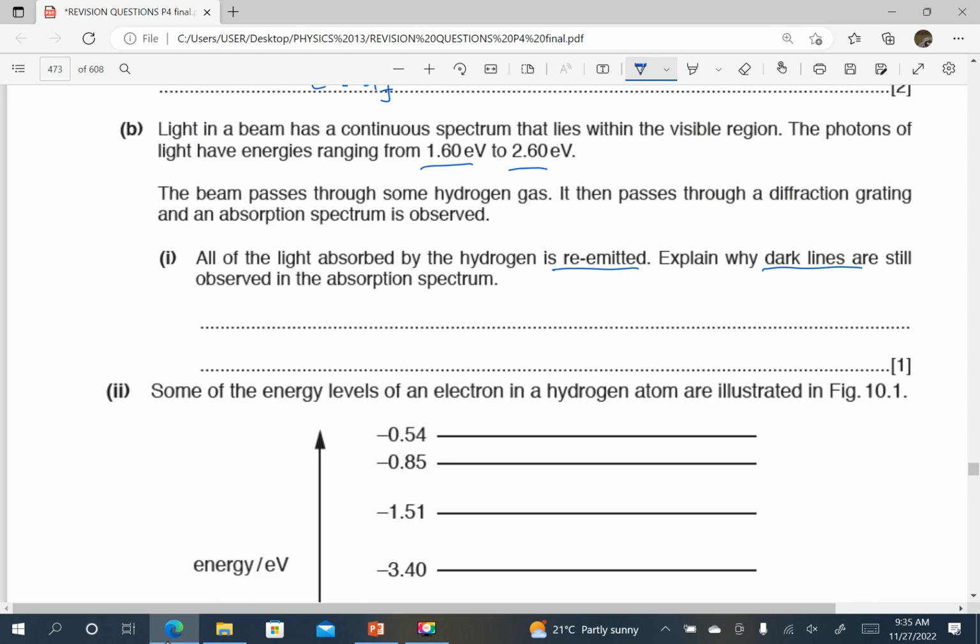So a beam is passing through hydrogen. We know that some photons are absorbed, but all photons are again re-emitted, but still we are not seeing them on the other side. Why do we have darker lines? Of course, during absorption and re-emission, when the photons are re-emitted, they are re-emitted in all directions, and only a small part of the re-emitted light is in the same direction as the original beam. Those photons which are not re-emitted in the same direction as the original beam will not be seen on the screen. Therefore, the points corresponding to those photons will be dark lines.